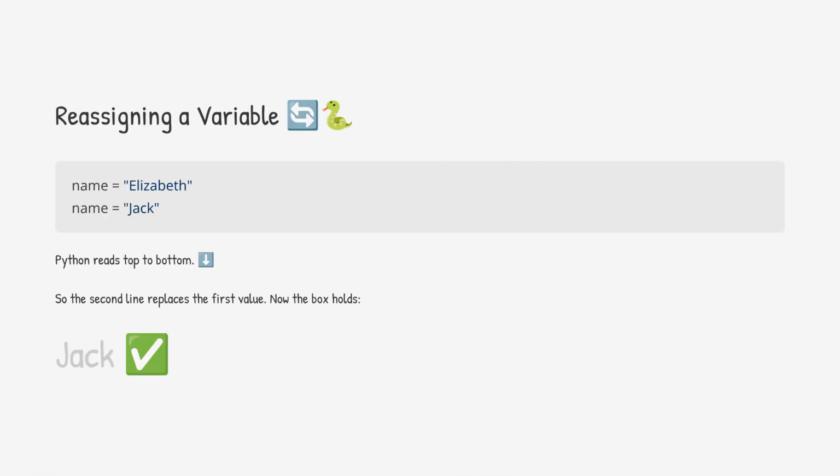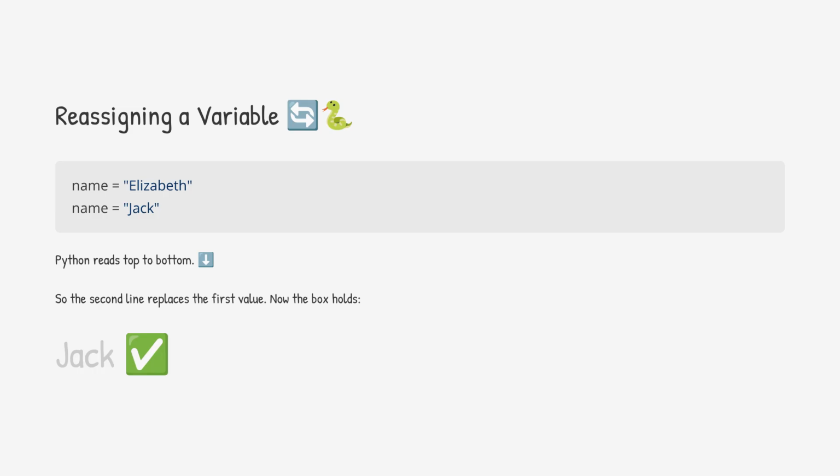First, I write name equals Elizabeth. And let's say right under that, on the very next line, I write name equals Jack. What is actually happening in the warehouse? Does the box magically expand to hold both names? No, the box only holds one value at a time. To understand this, you have to remember that Python reads your code sequentially from top to bottom, one line at a time.